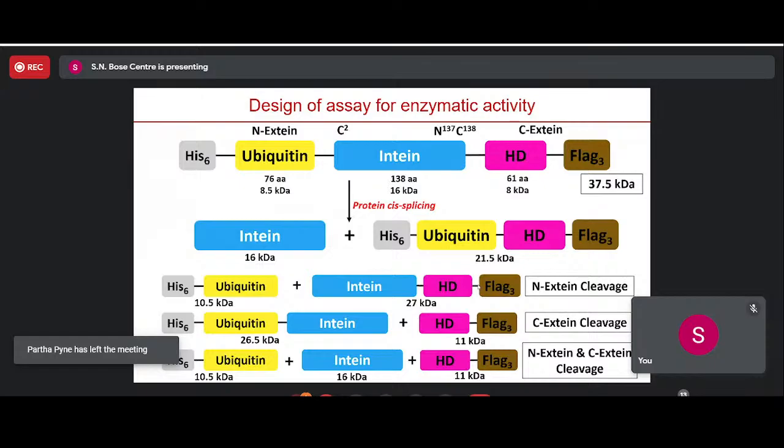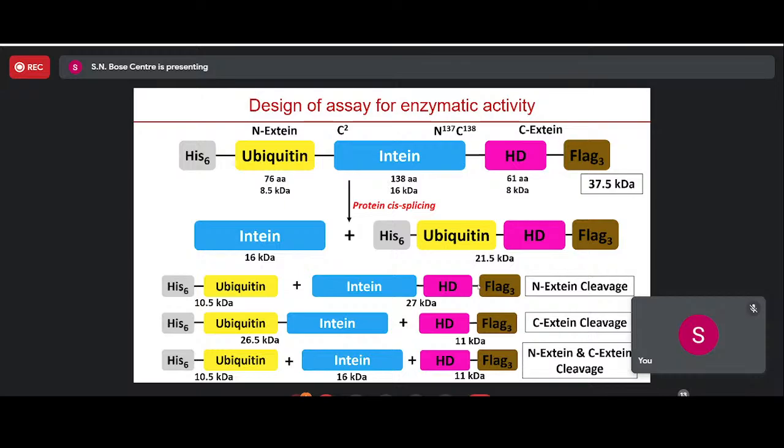To do that, what we have done is we have made this big protein. That's our enzyme. We added ubiquitin in the N terminus and this homeodomain towards the C terminus. There is a 6 histidine tag, and this is a flag tag. These are 2 tags that we can detect using Western blotting.